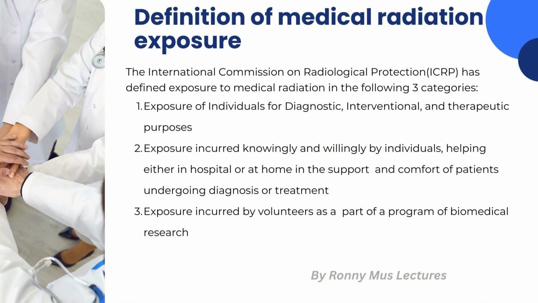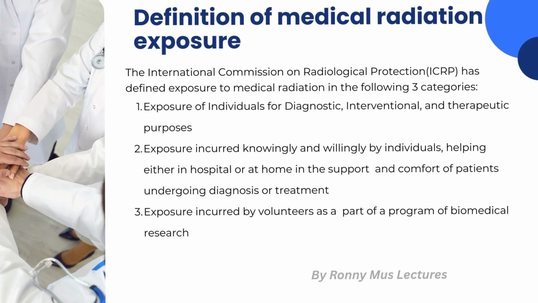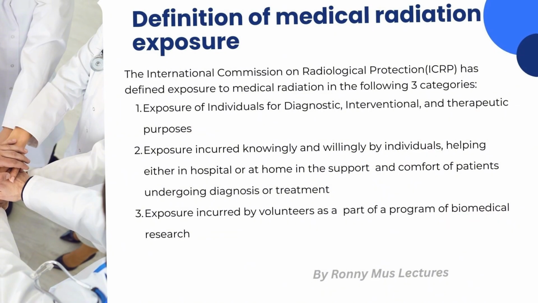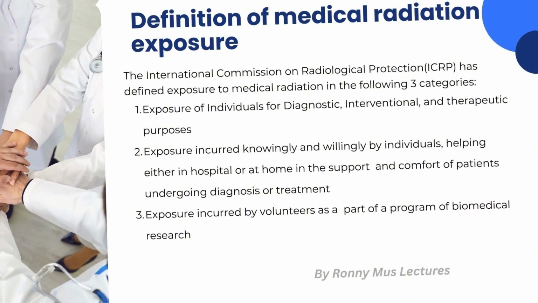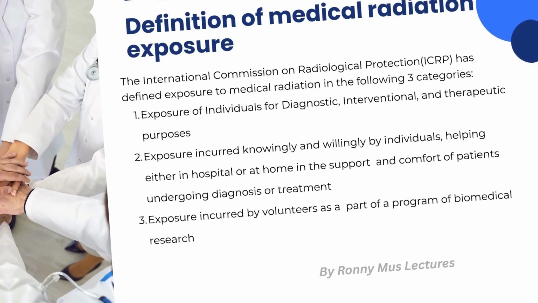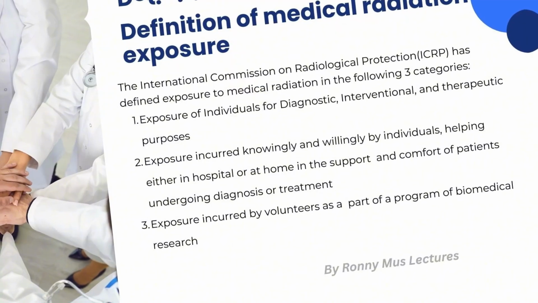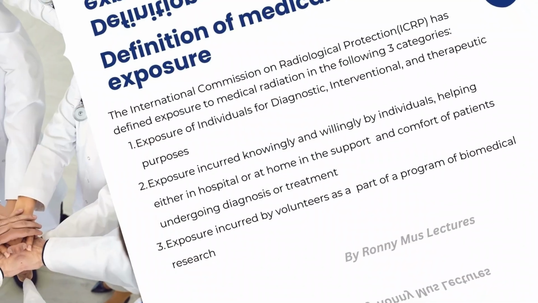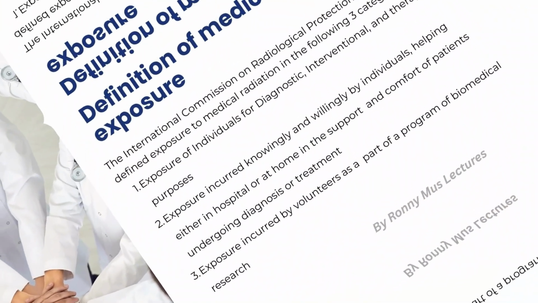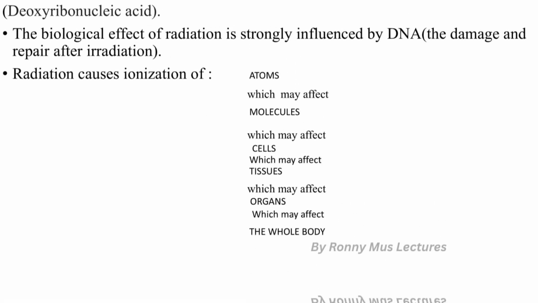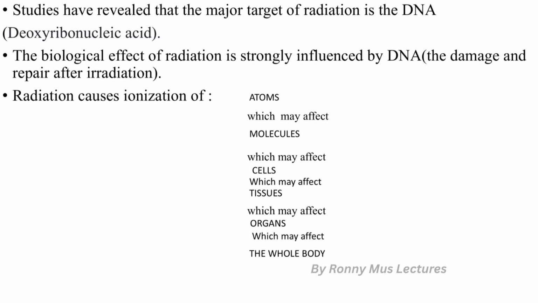Then number 2, we have exposure incurred knowingly and willingly by individuals helping either in the hospital or at home in the support and comfort of patients undergoing diagnosis or treatment. So you can have the caregivers, relatives, etc. Then number 3, you have exposure incurred by volunteers as a part of a program of biomedical research. So volunteers during research.